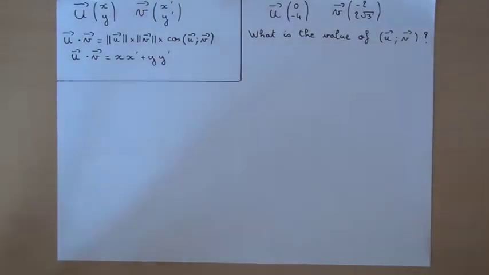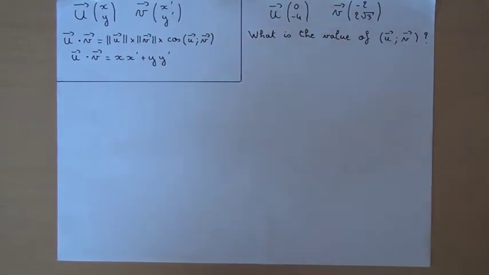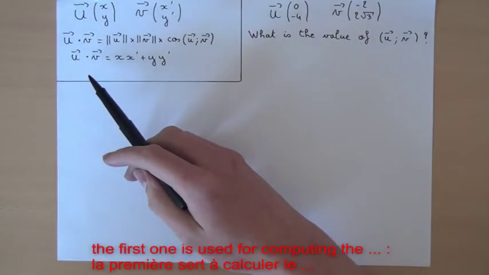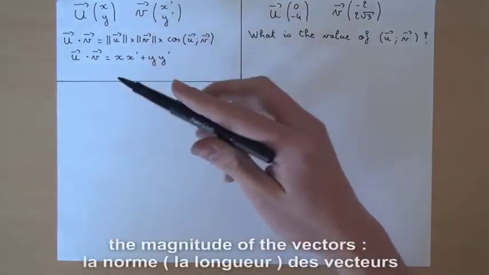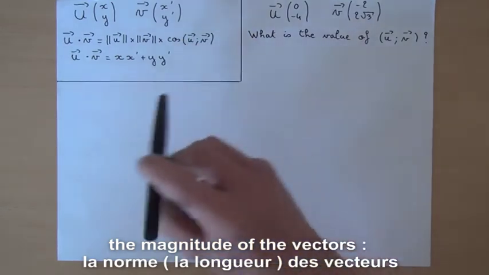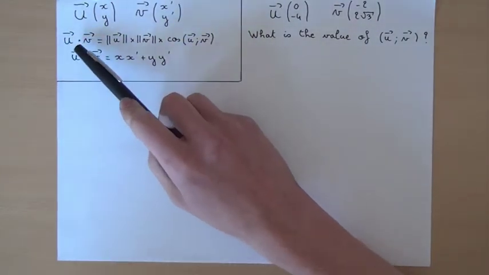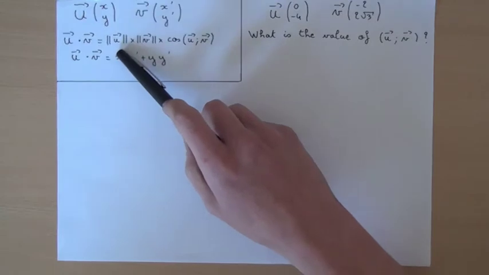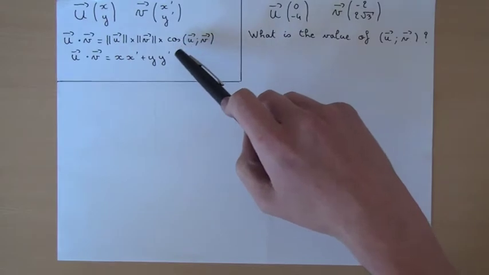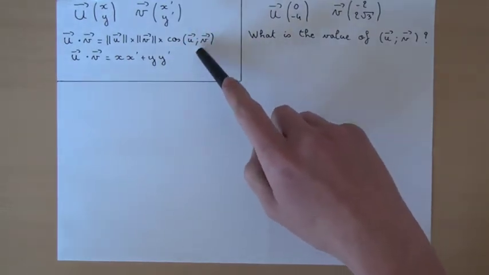Hello, today we're going to see how to compute the angle between two vectors thanks to the scalar product. So, first of all, you need to know two formulae. The first is to compute the scalar product thanks to the magnitude of the vectors and the cosine of the angle between them. You have u scalar v equals the magnitude of u multiplied by the magnitude of v multiplied by cosine of the oriented angle uv.